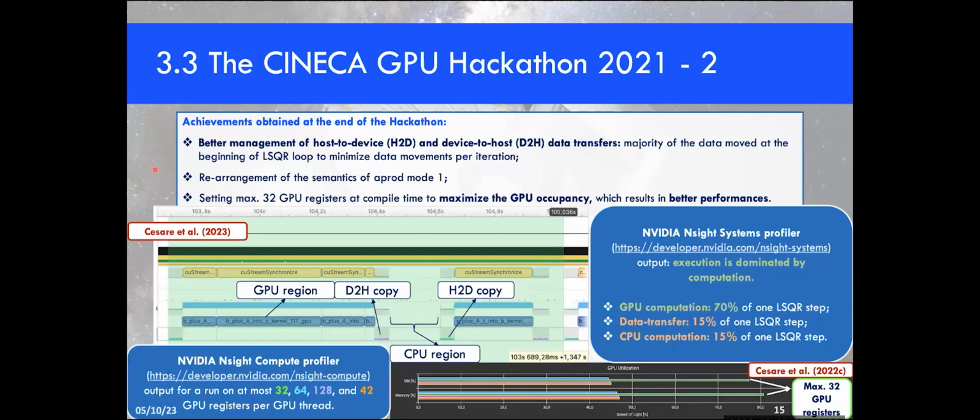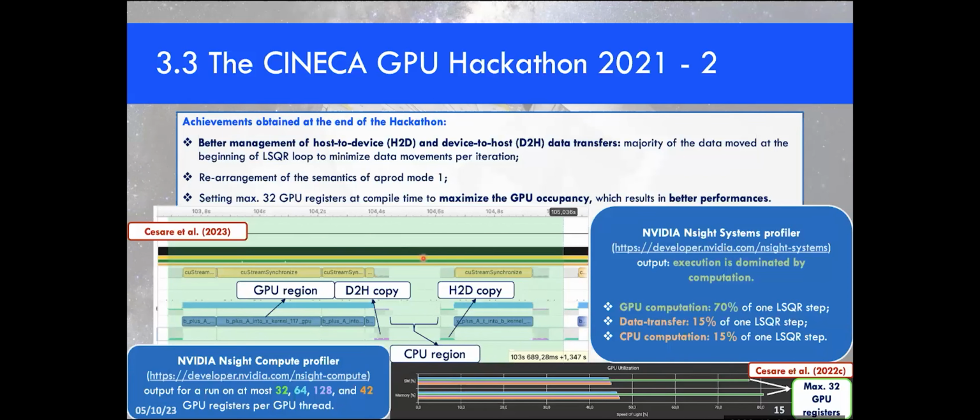and to minimize the data movements per iteration. We also did a bit of rearrangement of the semantics of aprod mode 1 to improve performances, and we set a maximum number of GPU registers per thread to 32 at compile time to maximize the GPU occupancy, which results in better performances. These results can be seen again from these two profilers.